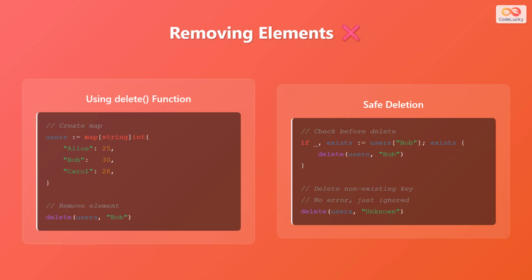It's always a good idea to check if a key exists before attempting to delete it. To do this, you can use the OK idiom. If the key exists, then you can safely delete it. If you try to delete a non-existing key, no error will occur. The delete function simply ignores the request.